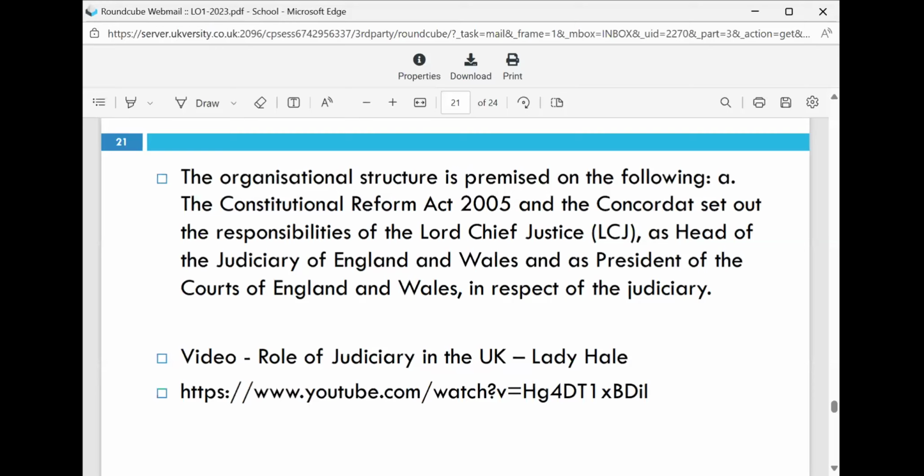The Constitutional Reform Act 2005 also reformed the office of the Lord Chancellor, which was historically both a minister and the head of the judiciary. The judicial functions were transferred to the Lord Chief Justice, and the role was defined more by administrative and governmental duties.